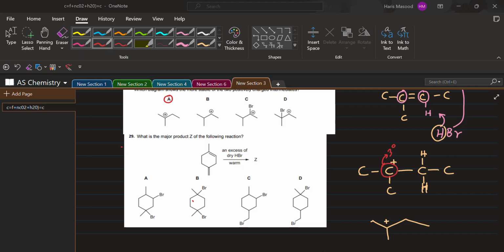If I have done the opposite thing, if I had added the hydrogen on the first carbon, then you can visualize that we would have formed a secondary carbocation, and that is less stable.